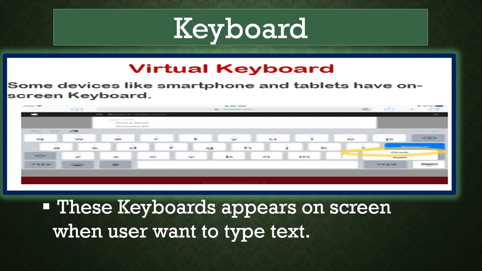So virtual means this keyboard is used in smartphones and tablets. You people have seen that whenever we want to type something on a mobile phone, the keyboard automatically appears on screen. Okay, there is no separate keyboard given on a mobile phone. So the keyboard appears on screen whenever we want to type anything. Okay, so these keyboards are used on smartphones and tablets, and these are the on-screen keyboards.